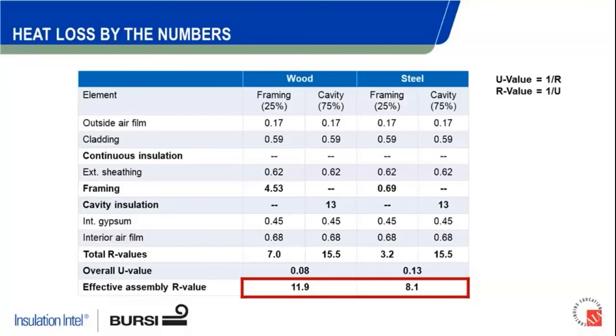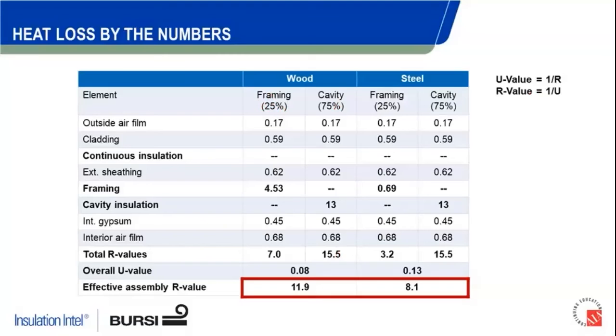So the way we get to our 0.08 there, quick little math equation for you, we have our cheat equation up here at the top, if you can see my little red highlighter button here. So again, it's the inverse of the R. So it's going to be 1/7 times 25% of our wall, because we said, in this case, we're assuming 25% of our wall is framing, plus 1/15.5 times 75% of our wall. So again, 1/7 times 25% plus 1/15.5 times 75%. You do that quick math equation and you would get 0.08.